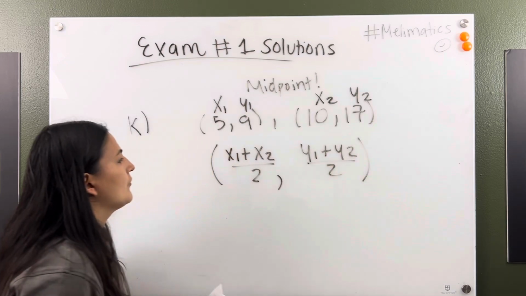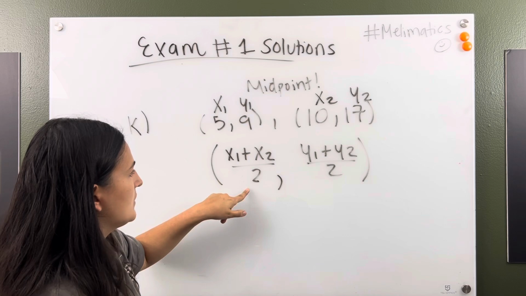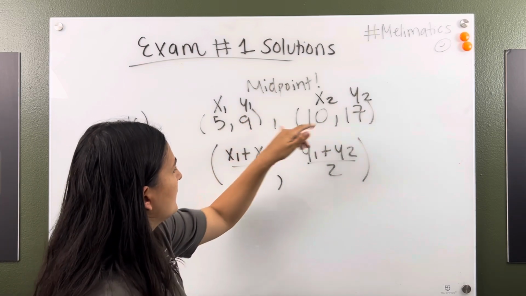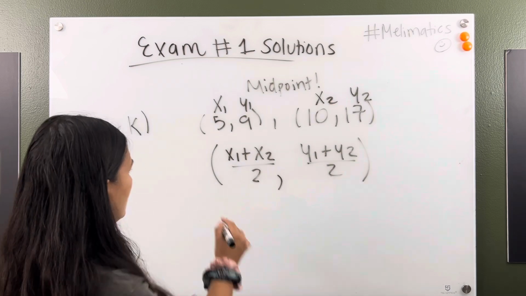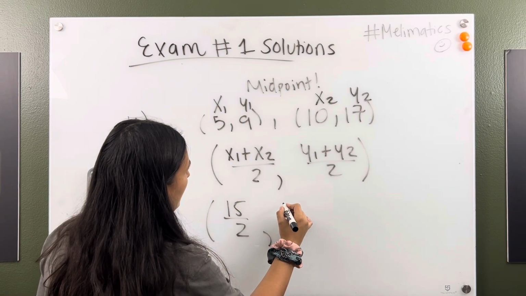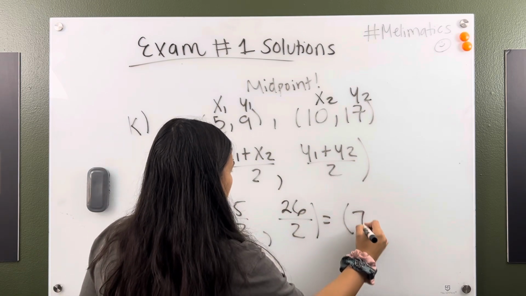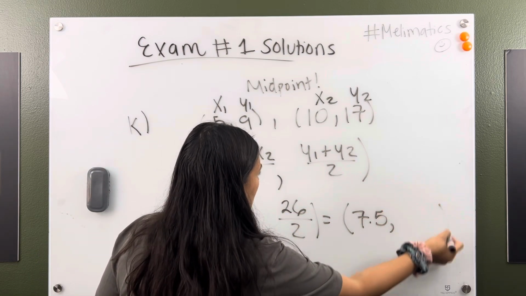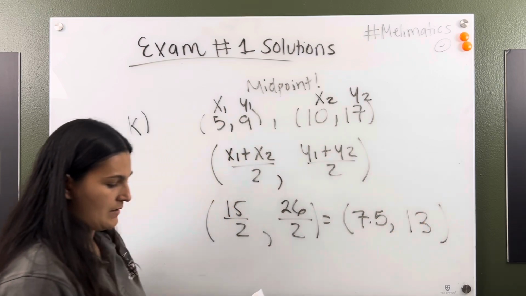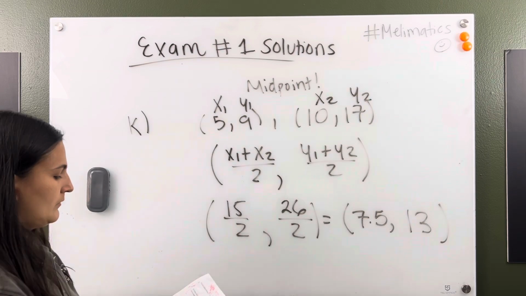Right, so for the first coordinate, we're going to average 5 and 10 and divide by 2 because there's 2 of them. And then for the y coordinate, we'll add the 2 y coordinates and divide by 2. It's going to be 15 divided by 2, and 9 plus 17 is 26 divided by 2, right? So that means the ordered pair between these two ordered pairs is 7.5, 13, which you should know how to graph all these ordered pairs if you needed to on a number line, on a coordinate plane.